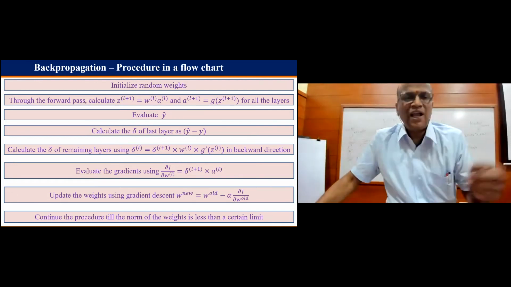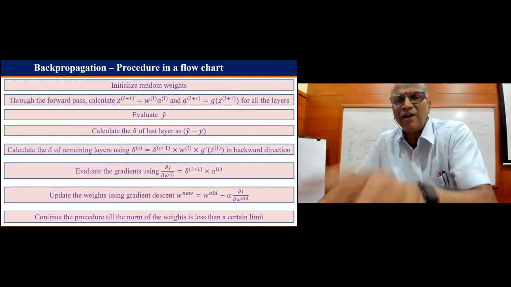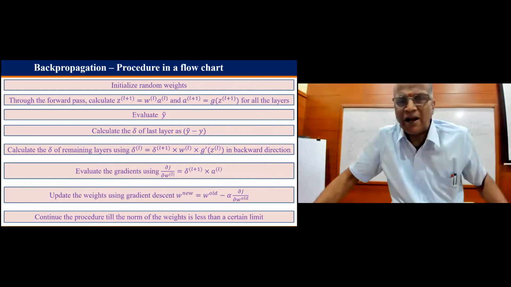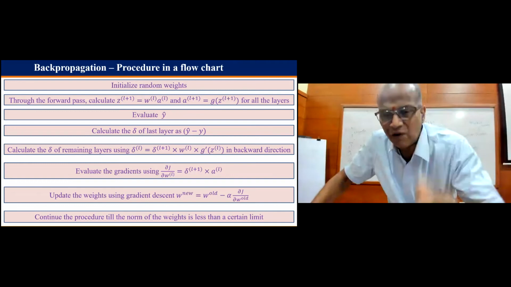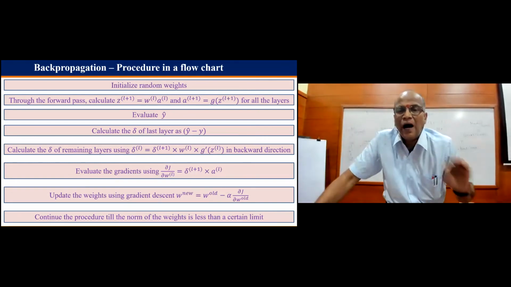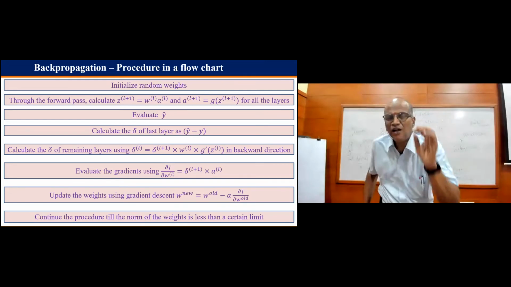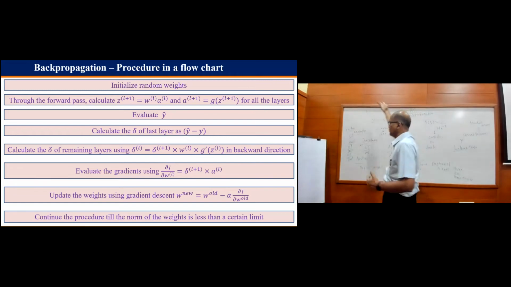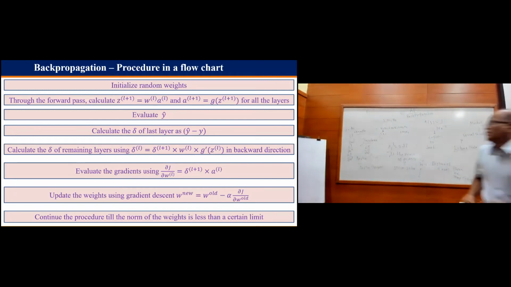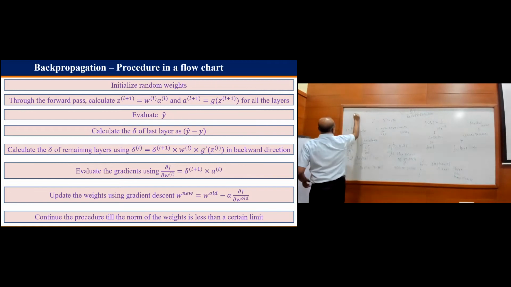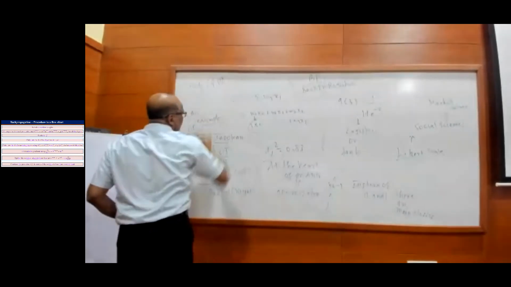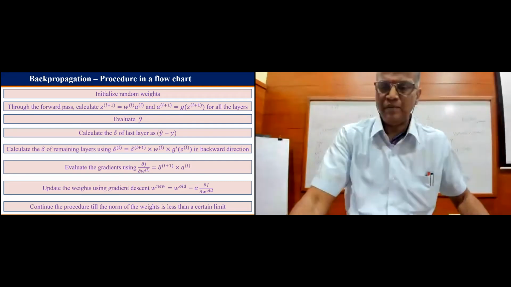Now calculate the delta of the last layer as Y bar minus Y. Calculate the delta of the remaining layers using what we saw in the backward direction. Evaluate the gradients like what we did in the previous last 10 minutes. Update the weights using gradient descent. Continue the procedure till the norm of the weights, till your error function, is less than a pre-designed value. This must be done in a least squares sense, since there are many points.